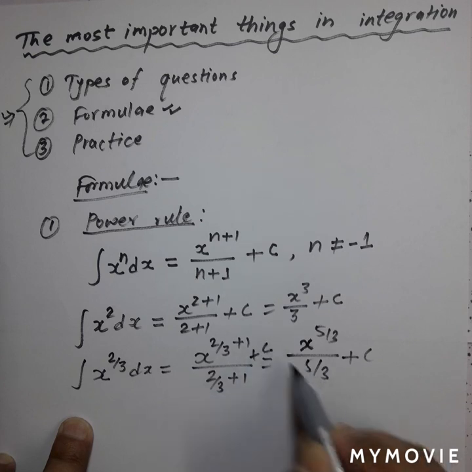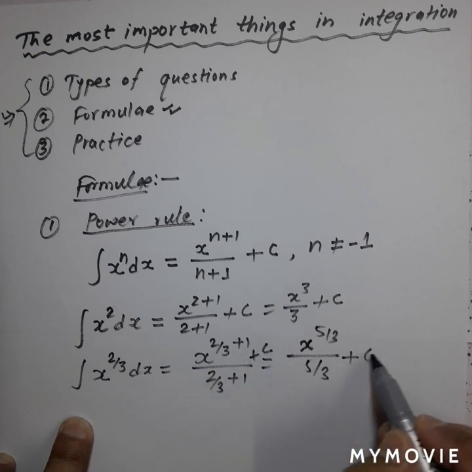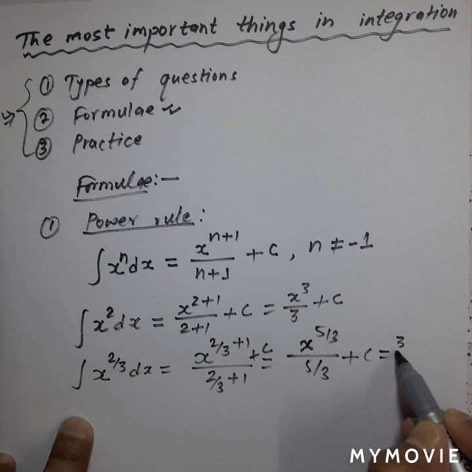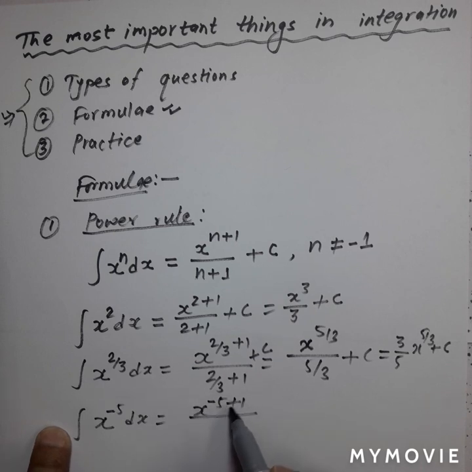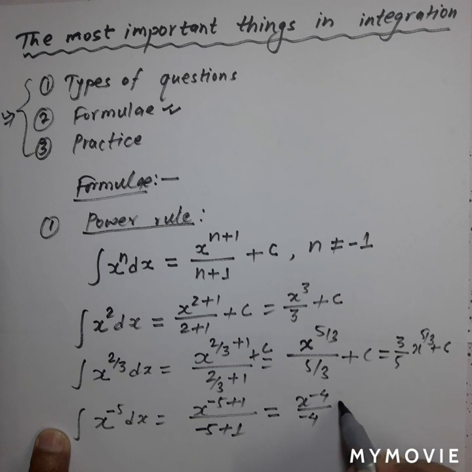Don't forget to write c here, and after simplifying you will get 3 by 5 x power 5 by 3 plus c. Okay, let us take a negative power, x power minus 5 dx. So its answer is minus 5 plus 1. It's very simple, you just have to add 1 to the power and divide by that power. So it is x power minus 4 by minus 4 plus c.